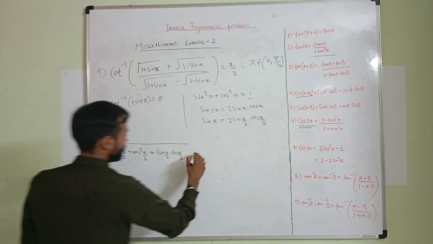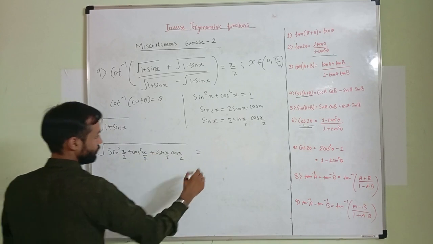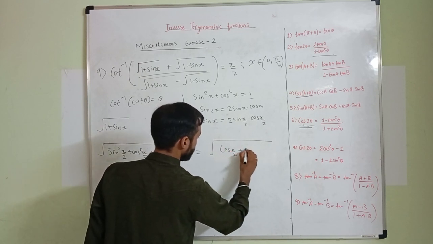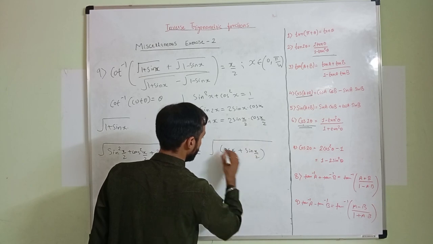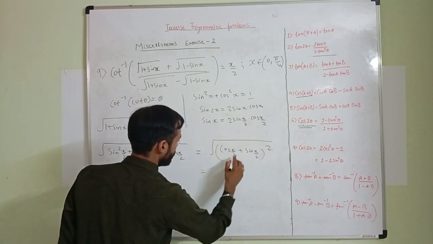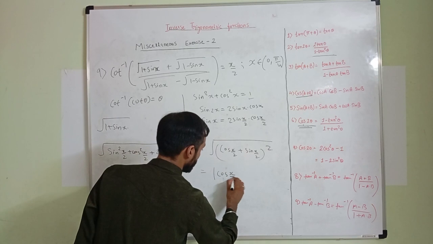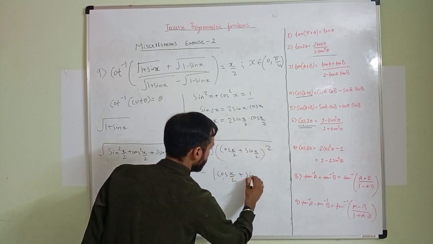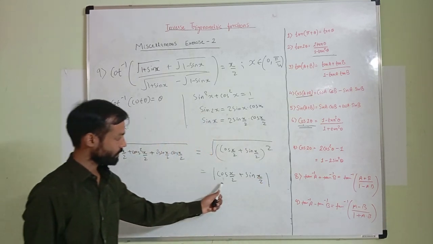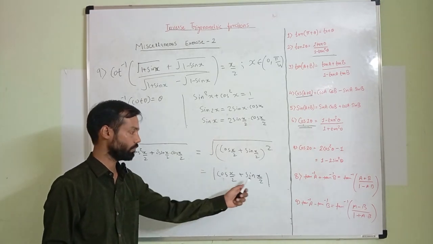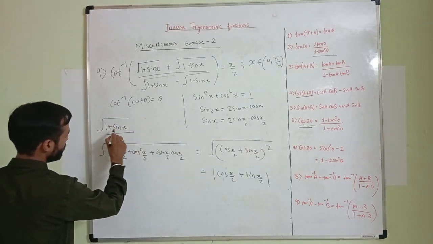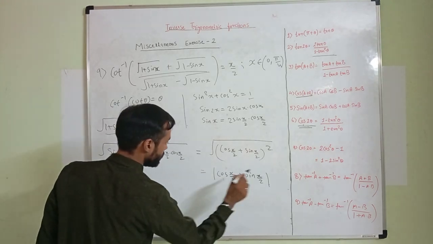So ultimately it is in the form of a plus b whole square. So we will write it like cos x by 2 plus sin x by 2 whole square. Now this square root of a square is given, so finally we will write it like cos x by 2 plus sin x by 2. Here we are assuming cos x by 2 plus sin x by 2, not sin x by 2 plus cos x by 2. The reason behind this is this: suppose for this square root of 1 plus sin x, we are getting cos x by 2 plus sin x by 2.